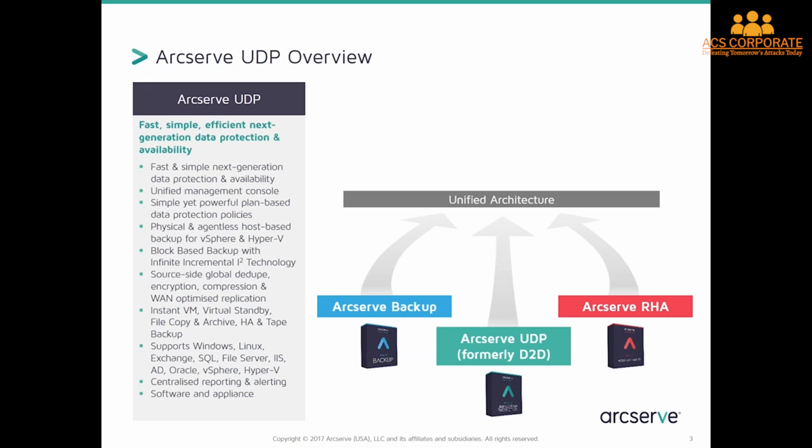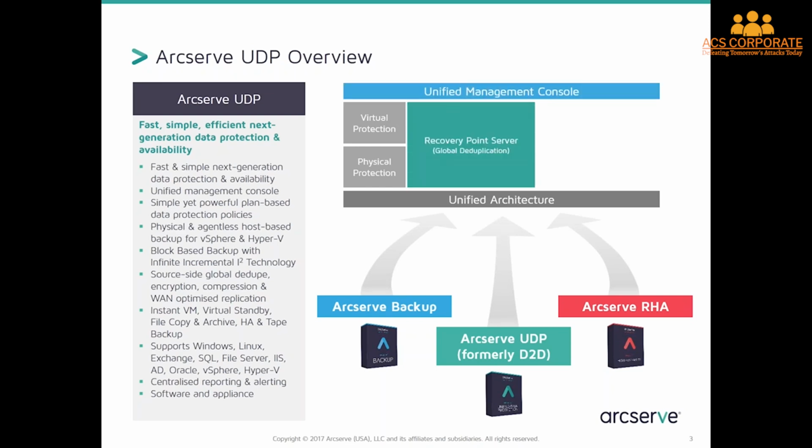We bring together these three separate products into the unified architecture to be able to provide protection for both physical and virtual machines. Through a unified console, we can provide this protection, and one of the key components to provide the plethora of features and capabilities in UDP is the recovery point server, or the RPS for short. With the recovery point server, which is based on a Windows server, we can provide global deduplication for backups, and then once we have recovery points or backups in the RPS, we can then perform additional features such as replication, instant VM, copy to tape, and more.